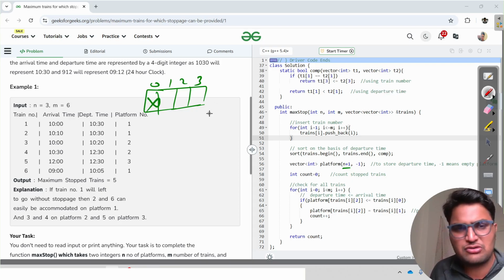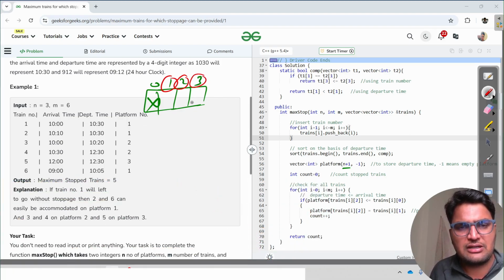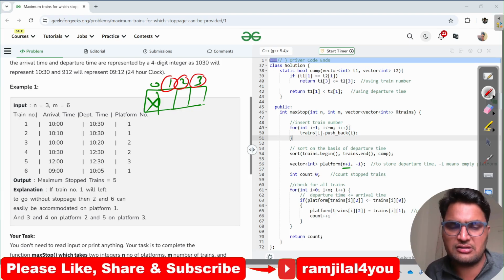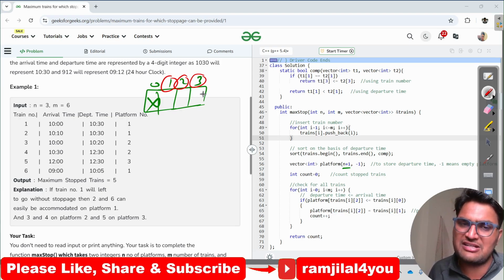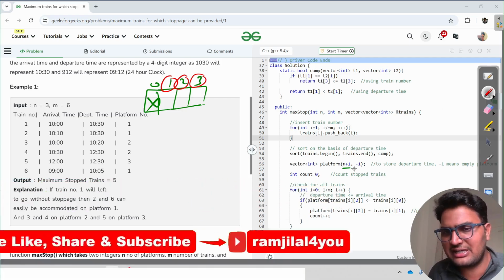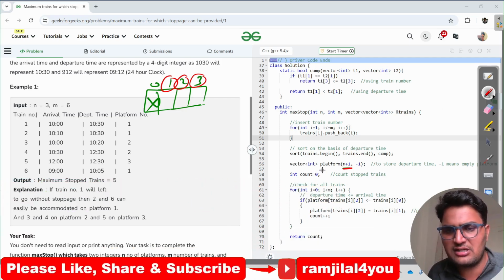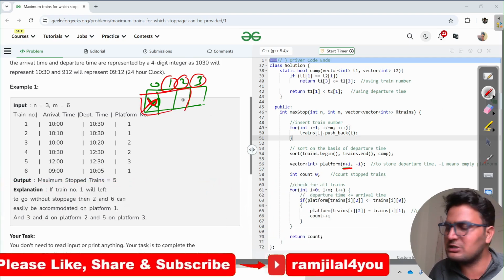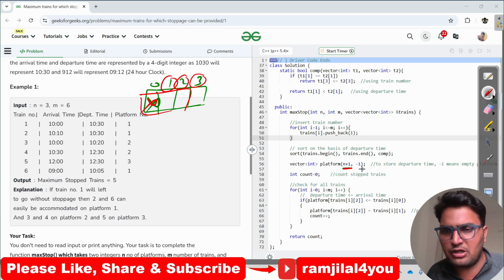Why? Because it is easy to understand. Index 1 means platform number 1 data, index 2 means platform number 2 data, index 3 will store the platform number 3 data, right? Whatever train is there, its departure time it will store here. That is why I am taking one extra space for the platform, correct? I am not using the zeroth index. You can slightly modify this code and use the n size only, in that case this array is also sufficient, 0 1 2 also fine, correct? So I hope you got this point here.